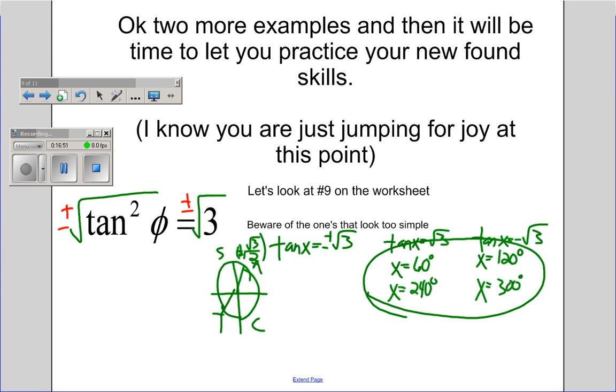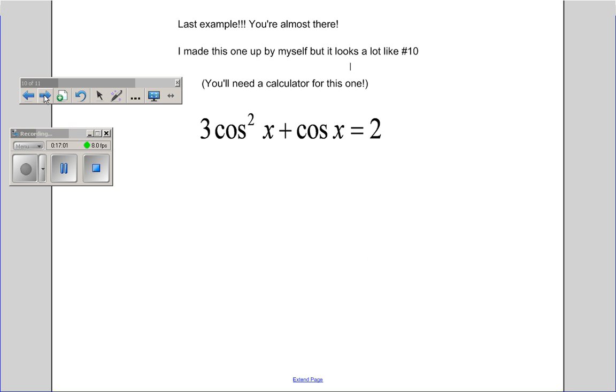Okay, so don't forget, fairly easy problem, but it always gets people when they forget the plus or minus on the square roots. Okay, we're almost there. All right, last example. You're almost done.